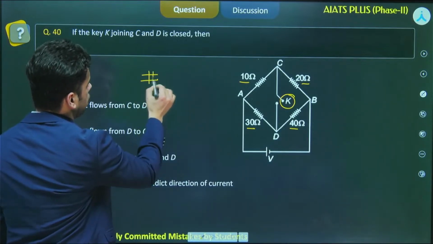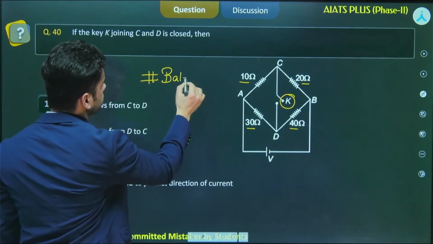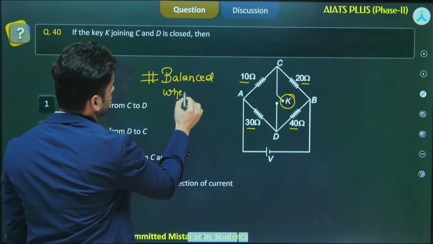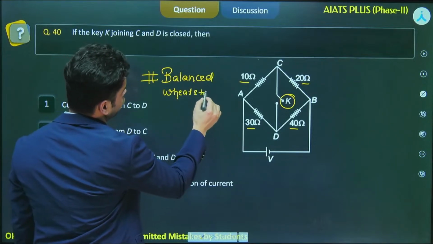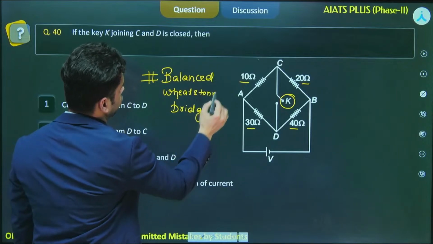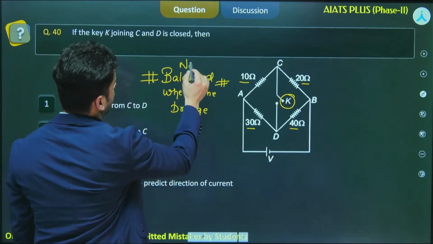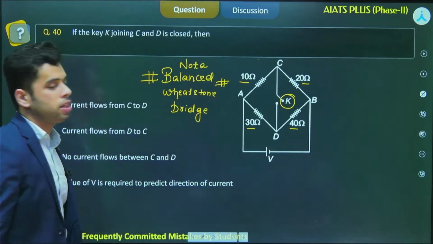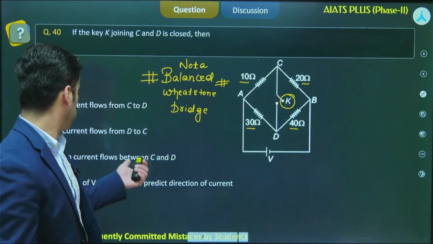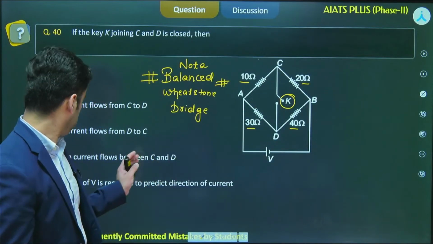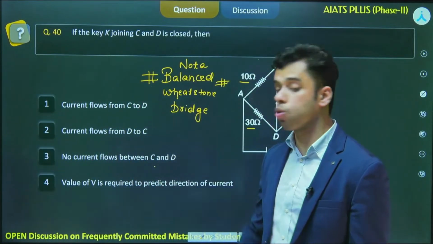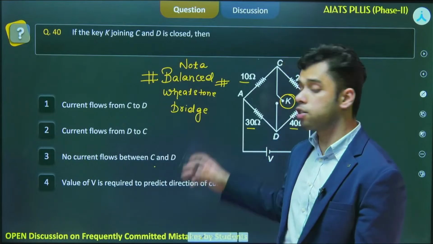This is not a balanced Wheatstone bridge. Had it been a balanced Wheatstone bridge, no current will flow from C to D. So the correct answer should be option 3 only. If this were a balanced Wheatstone bridge, the correct answer would be option 3, that is no current flows between C and D. But obviously this is not a balanced Wheatstone bridge.